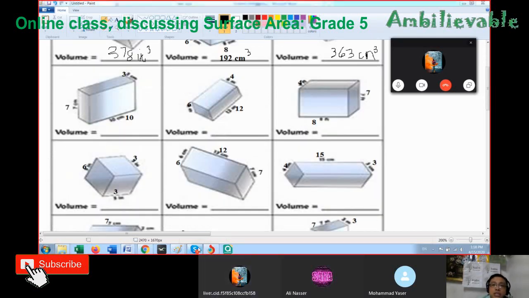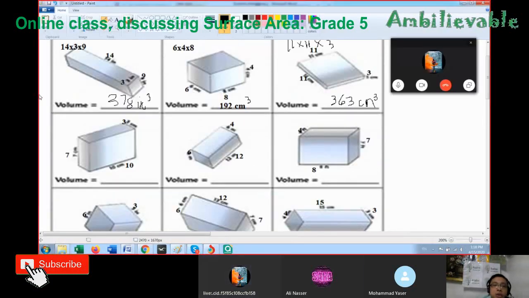What about here? The next number. Yes, sir. What are your dimensions? 3 times 7 times 10. Correct. 3 times 7 times 10, or 3 by 7 by 10. So what would be your volume? It is 210. What is your unit? The unit is centimeters cube. Okay?